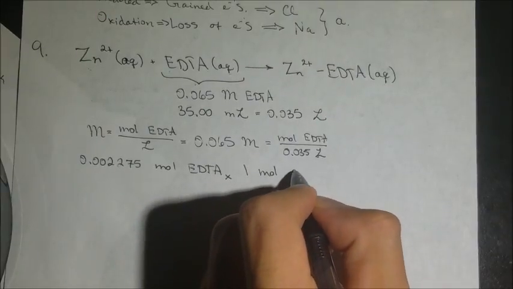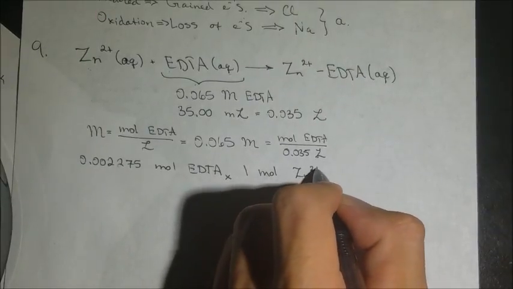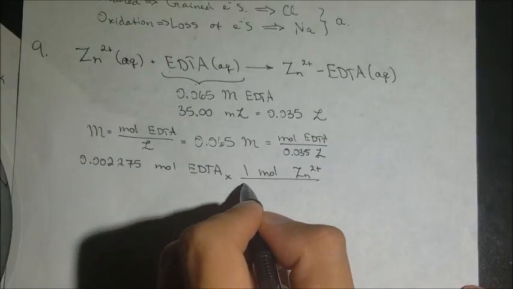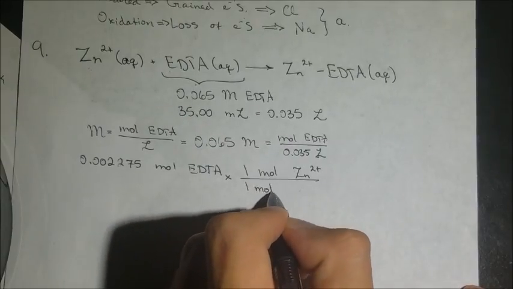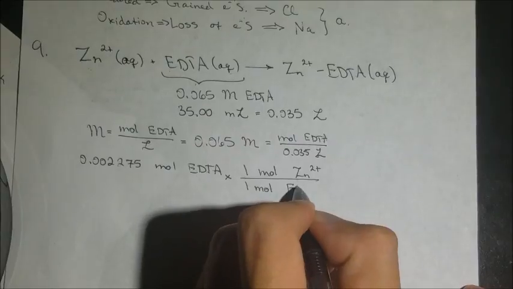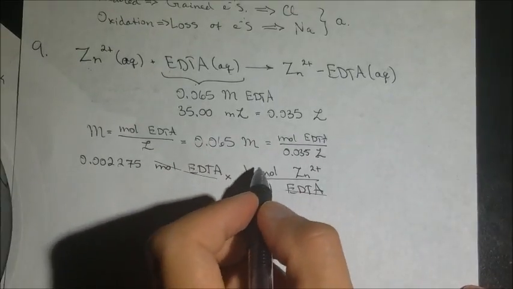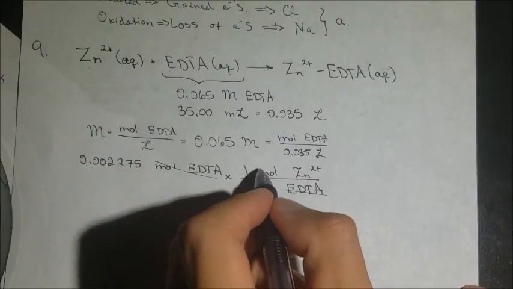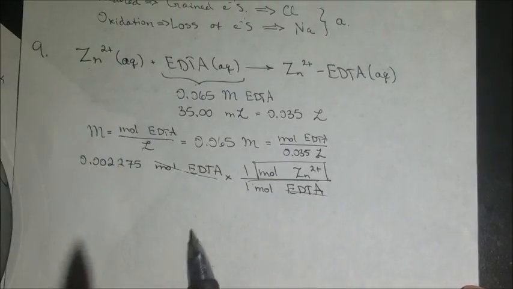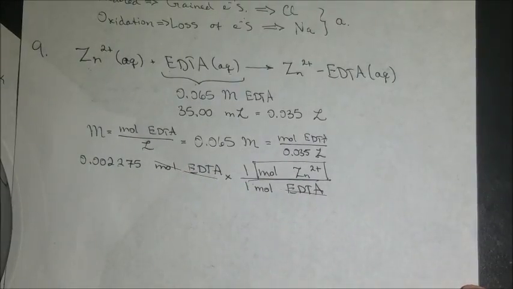So I'll go ahead and show this. 1 mole of zinc ions are bound up by 1 mole of EDTA. Moles of EDTA cancel, and hey, look at that! Now we're in moles of zinc.